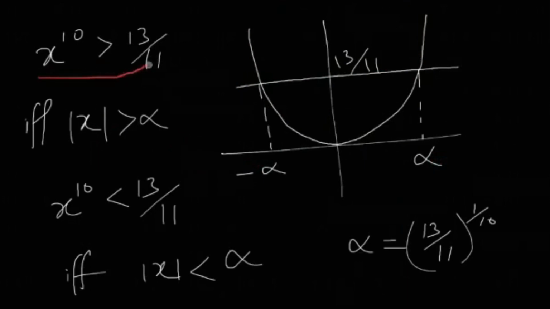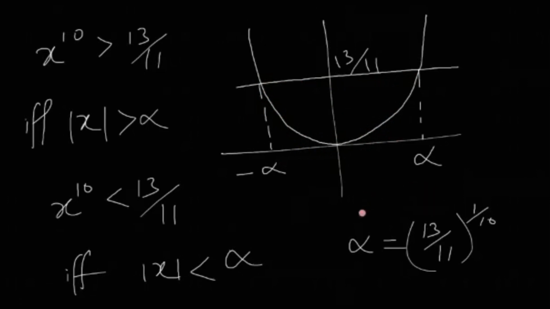That means x^10 is greater than this quantity if and only if mod x is greater than alpha, and x^10 is less than 13/11 if and only if mod x is less than alpha, right? Because if x lies between minus alpha and alpha, then obviously the value of x^10 is going to be less than this line. The curve lies below this line.